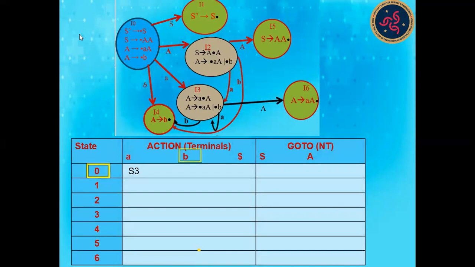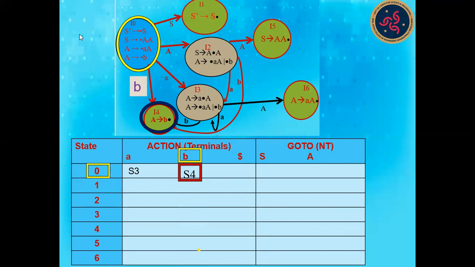Again for the state I0, next we can consider the terminal symbol B. When B comes, what will happen at state I0? When B comes, it will move to I4. So we have our entry S4. S represents shift and 4 is the state number of this particular state.